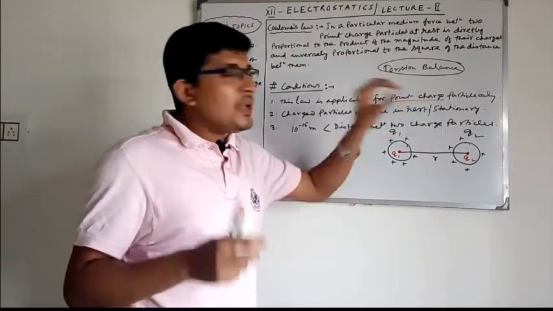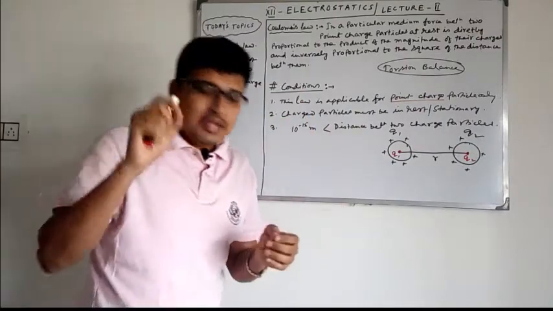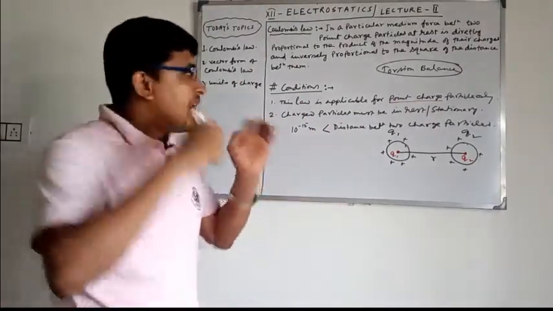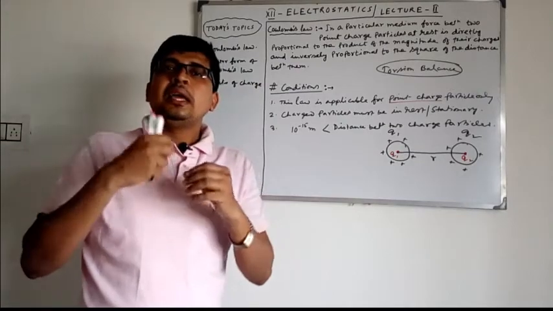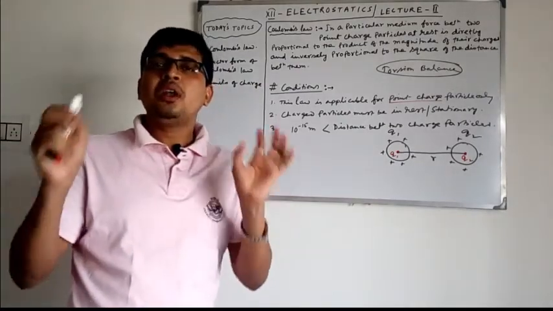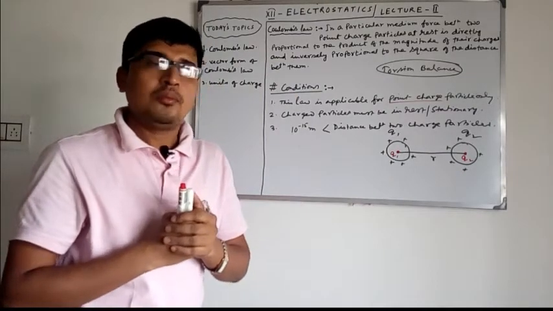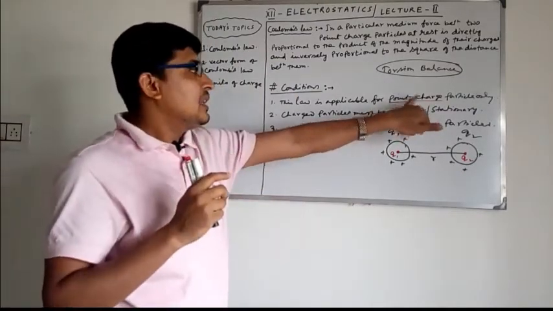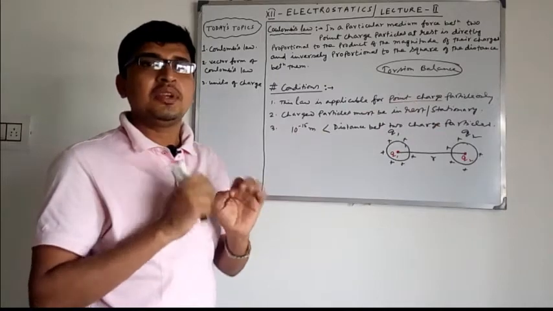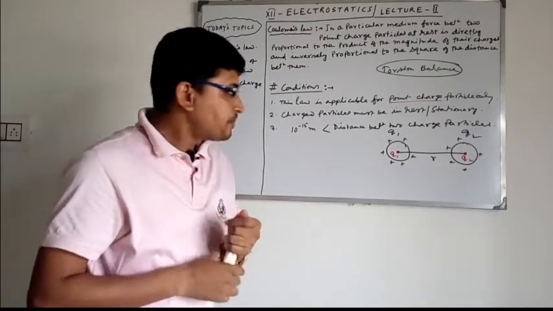So why was it used here? It was used because the dimension of the charged particle is very small compared to the distance between them. So this is why the term point charged particle is used in this law.